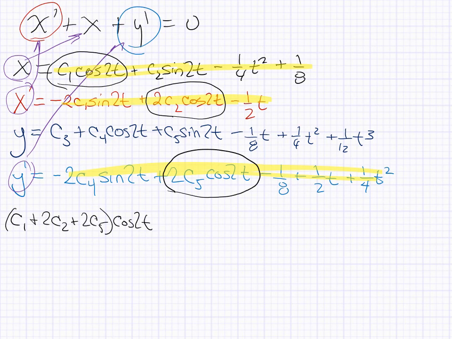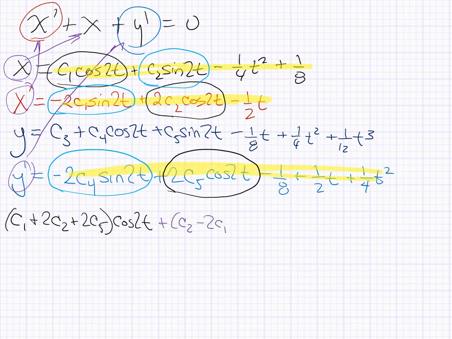Let's find another color. There's this one, plus this one, plus this one. And you see we're going to get C2 minus 2C1 minus 2C4 sine 2t. Okay, what do we have next?